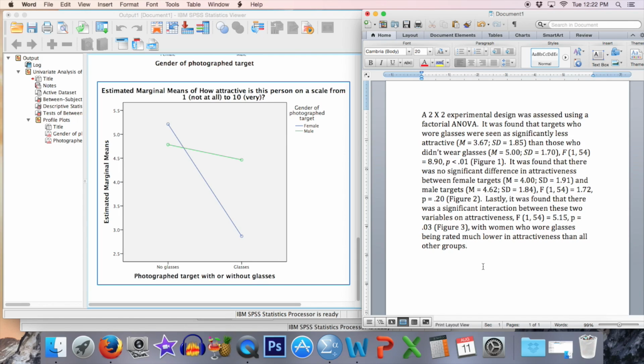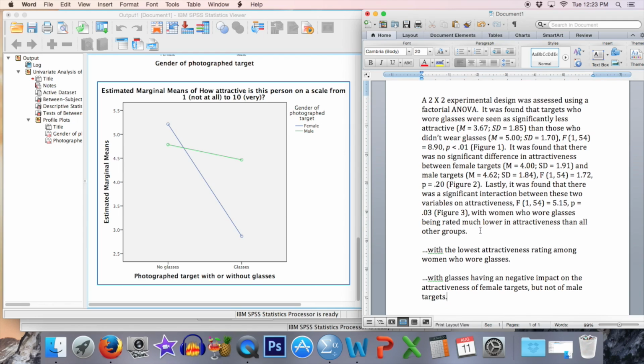You could also say, just as another way of putting it, with the lowest attractiveness ratings among the women who wore glasses, or you could say, just to give you another example, with glasses having a negative impact on the attractiveness of female targets, but not of male targets. So any of these is totally a fine way of putting it. You just have to figure out which way makes sense for you and for your readers. So anyway, here's the entire paragraph with a couple of extra ways that you could have put it.